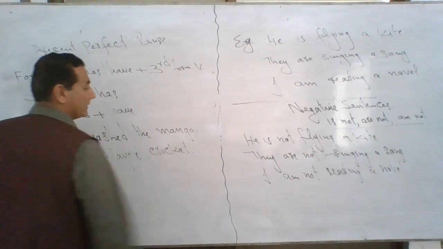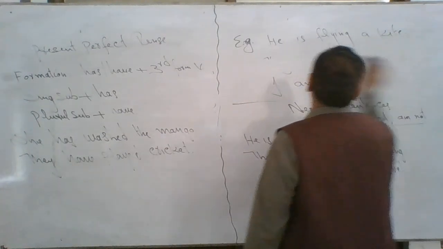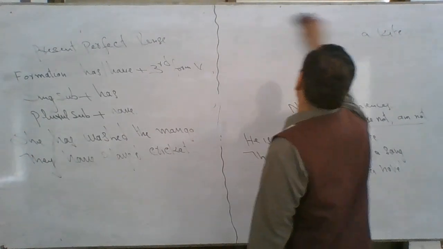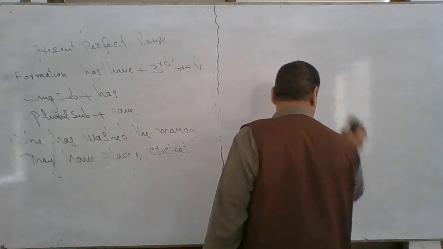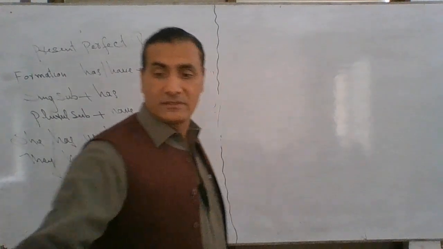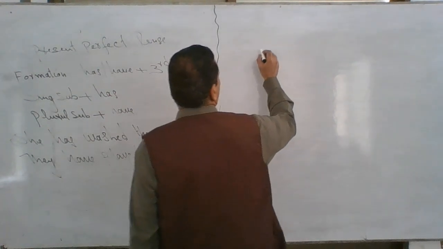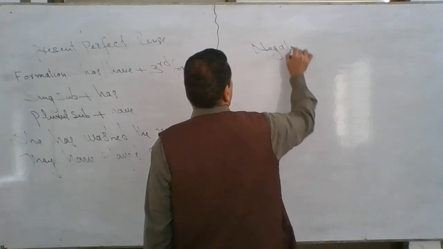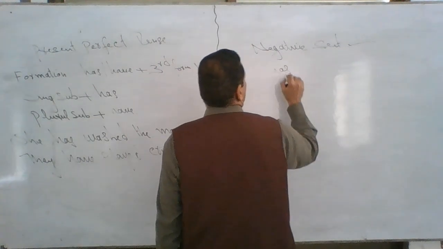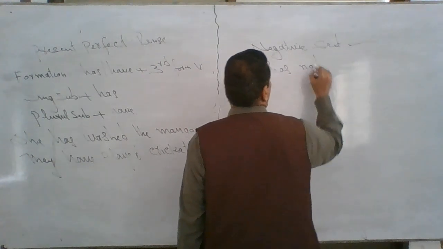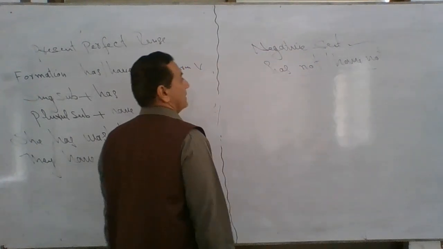Is that clear? For negative sentences, you have to put not after the helping verb. And what is the helping verb? We have got has and have as helping verbs. So after these helping verbs, after has and have, you are supposed to put not. For negative sentences, has not, has not and have not.